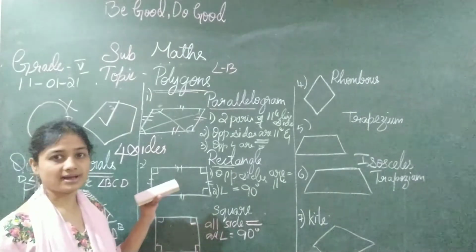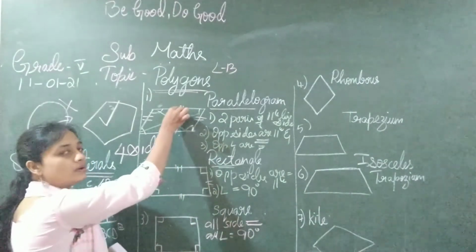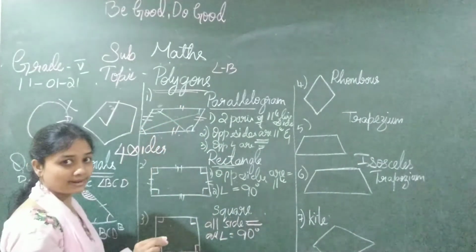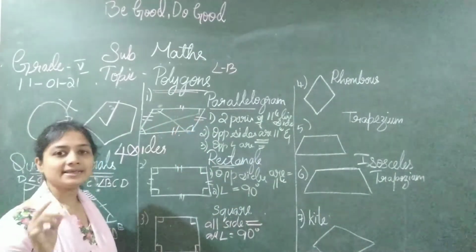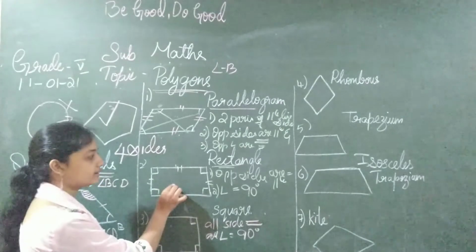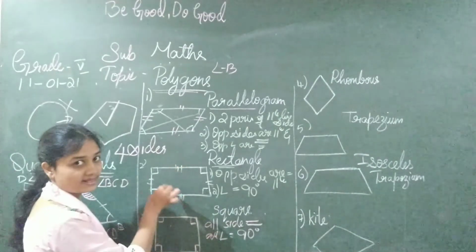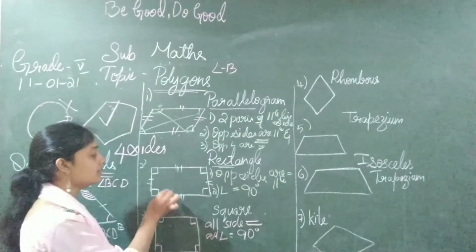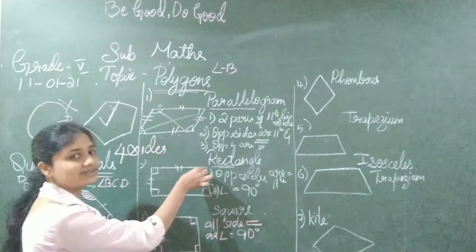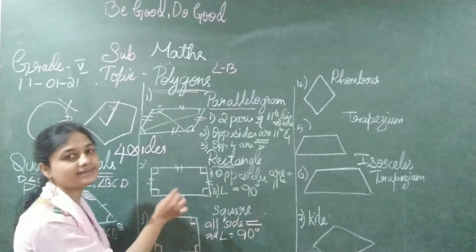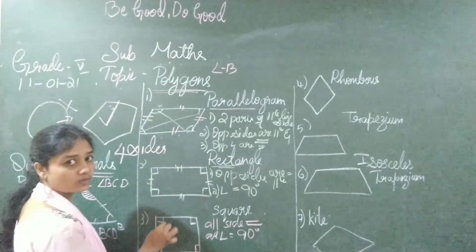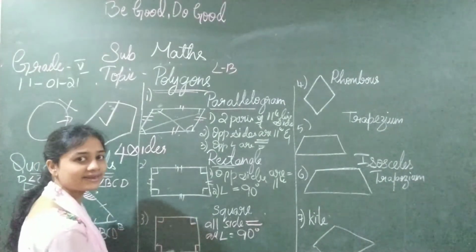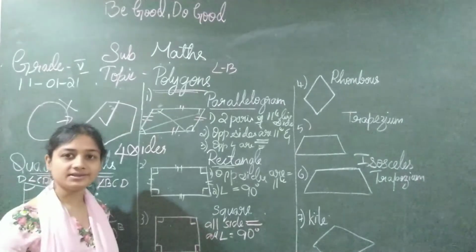Okay, so let's revise. Parallelogram: opposite sides are parallel and equal. Opposite angles are equal. Rectangle: opposite sides are equal and parallel and all the angles are equal to 90 degrees. Square: all the sides are equal and all the angles are equal to 90 degrees.